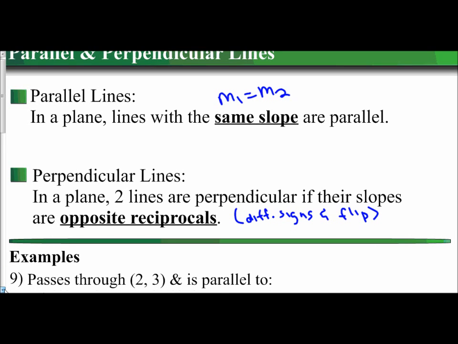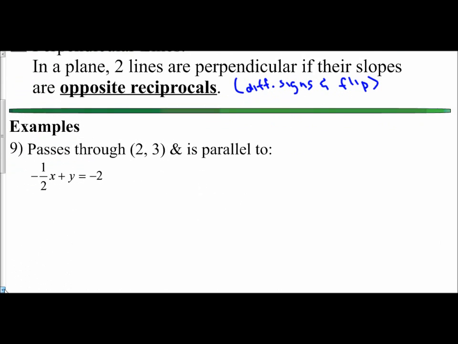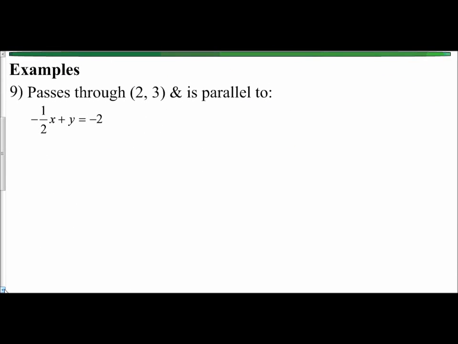So let's try number 9. Write the equation of a line that passes through (2, 3). So here's my point, and is parallel to negative 1/2 x plus y equals negative 2. And so parallel tells me I'm looking for the same slope as what it's parallel to, which is negative 1/2 x plus y equals negative 2.